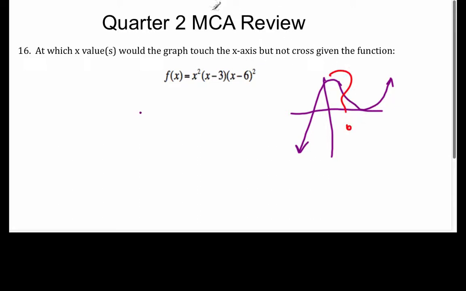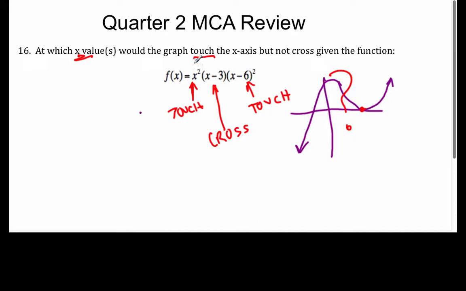So what we're trying to figure out is what happens at each. Right here, an even exponent makes it bounce, or it just touches. So here I'm just going to touch the x-axis. Here I'm going to cross the x-axis. And here I'm just going to touch the x-axis again. All right, so now I have to go back up here. At which x values would the graph touch but not cross?